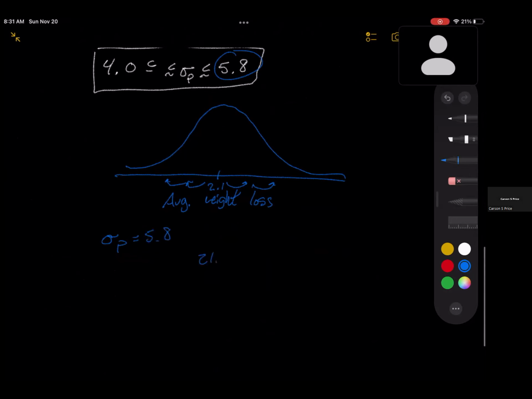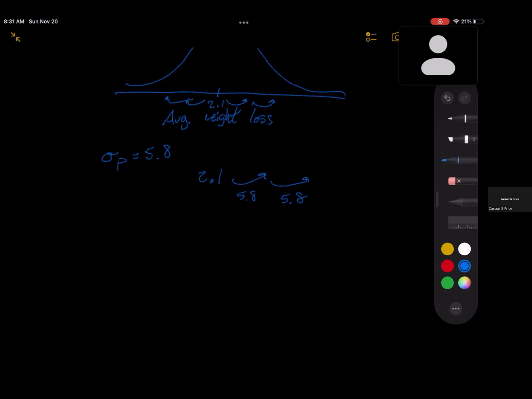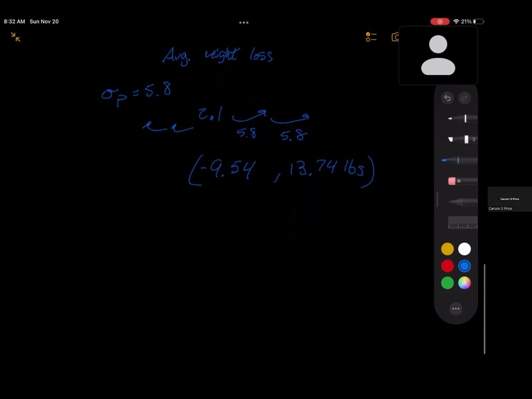So if I take 2.1 and I move 5.8 twice to the right, I get an upper bound of 13.74 pounds. And if I move to the left twice, I get a lower bound of minus 9.54. So what does this mean?